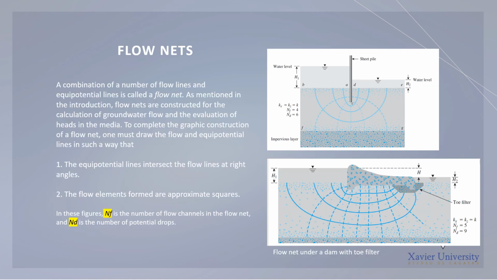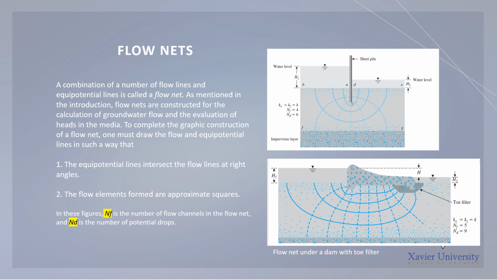So a combination of a number of flow lines and equipotential lines is called the flow net. As mentioned previously, flow nets are constructed for the calculation of groundwater flow and the evaluation of heads in the media. To complete the graphic construction of a flow net, one must draw the flow and equipotential lines in such a way that the equipotential lines intersect the flow lines at right angles. Number two, the flow elements formed are approximate squares. So in this figure, we have these two, no? NF is the number of flow channels in the flow net, and ND is the number of potential drops.